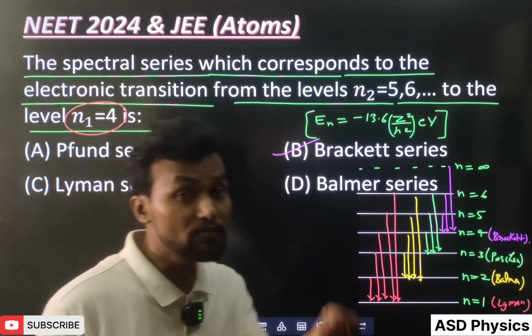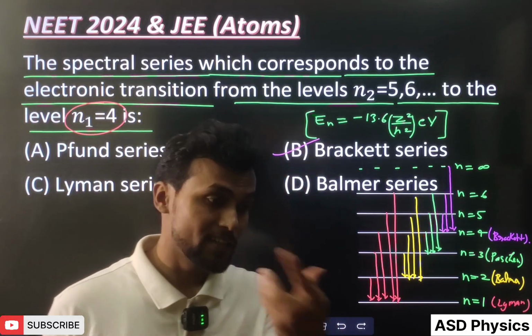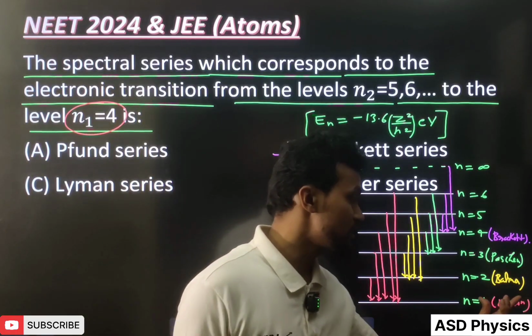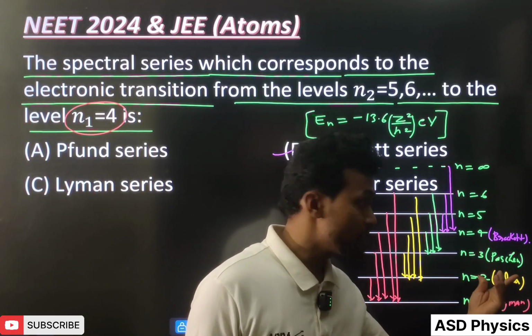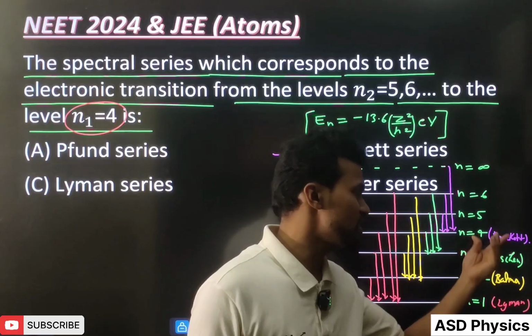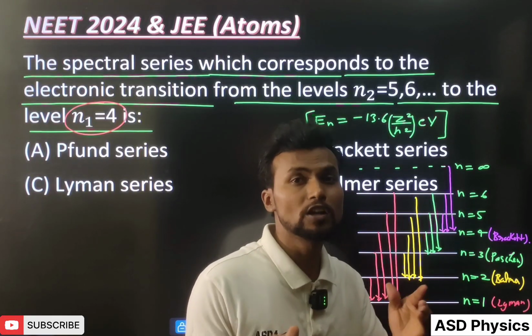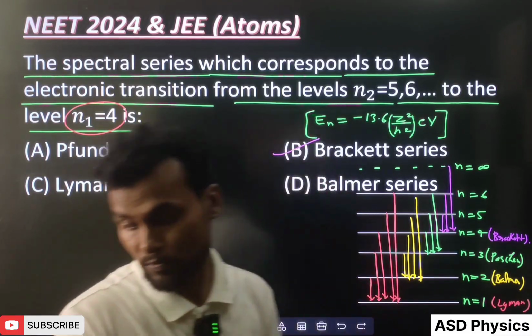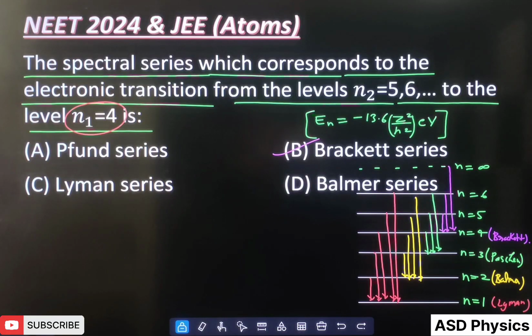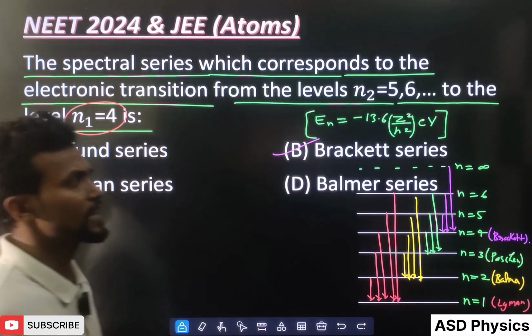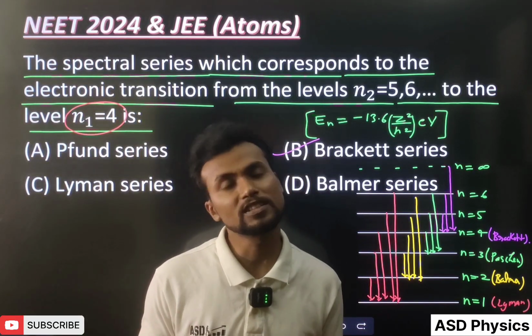And if we talk about which part of the electromagnetic spectrum, this one is the ultraviolet, this one is the visible, and all the others, whether Paschen, Brackett or Pfund, will be in the infrared region. Can you see very well? A very informative question, isn't it? So students, I hope this very informative question is very clear to you.